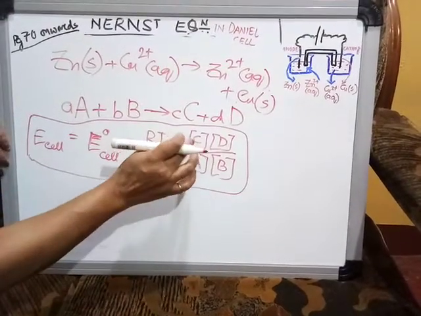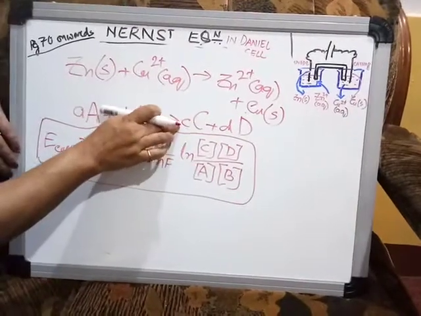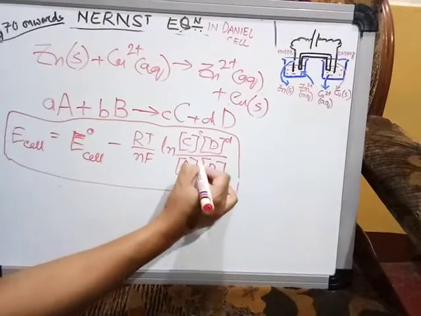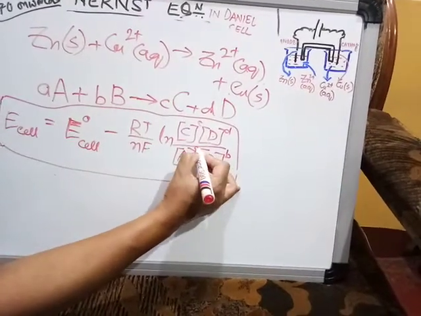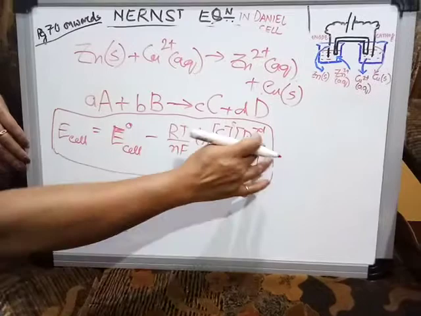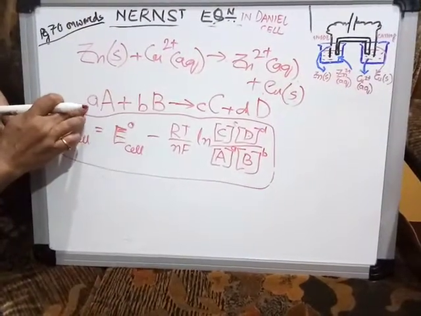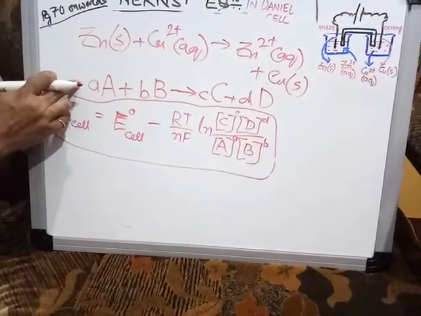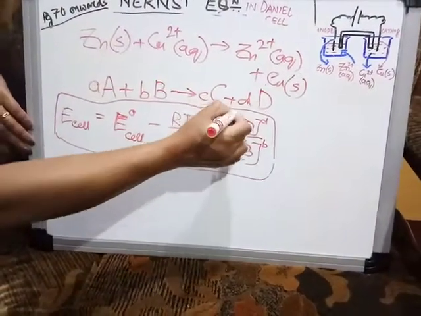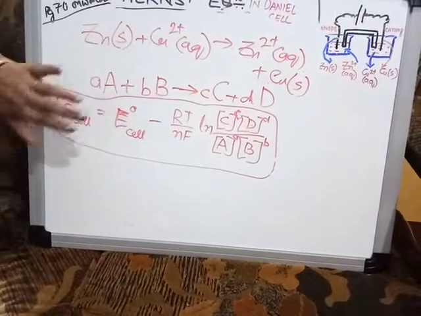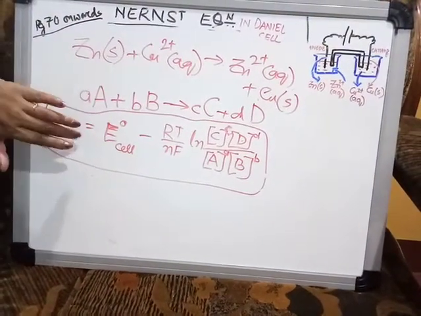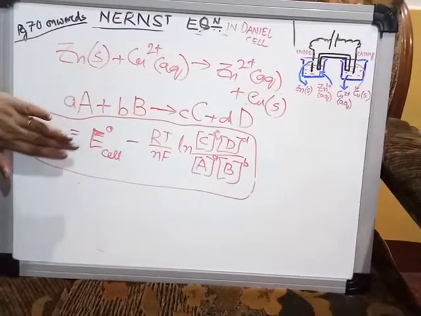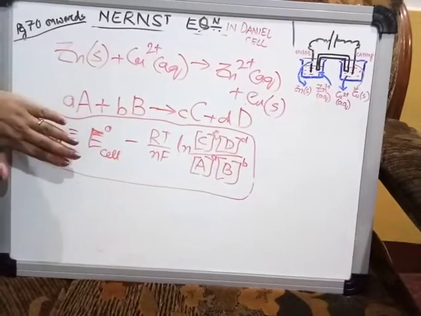So here you can see the C is having a coefficient c, so we have to raise it to the power c. D is to the power d, A is to the power a, and B is to the power b, because the coefficients are there. In case the coefficient is 1, then the power also becomes 1. In case the coefficient is 2 or 3, likewise they will be to the power that much. So I think you will be able to understand when a general equation is given to you, how to write from this equation. So I think this is about Nernst equation.